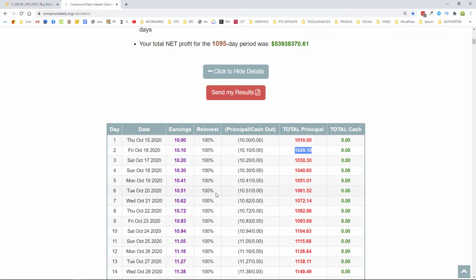Of course, it is possible to make more than 1% per day. And it is also possible to make 0%, because maybe nothing happens. Maybe everything goes into the red for the day. And that does sometimes happen. You just have to be patient and wait for it to come back up again.